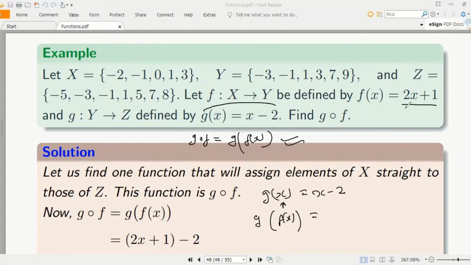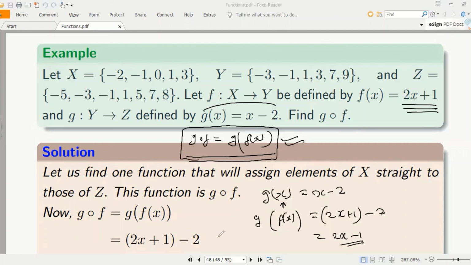This is our f of x. So there is an x here. So instead of this x, write f of x, 2x. Then minus 2. So this becomes 2x minus 1. This is our composition function or our composite function. Once you understand this relationship, it becomes very easy for you to do it. Let's plug f of x inside g of x.